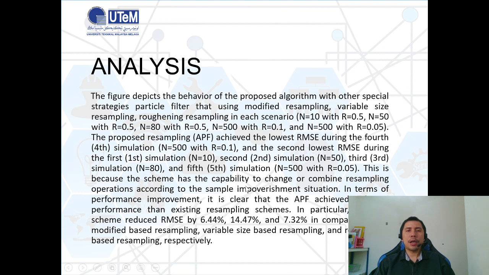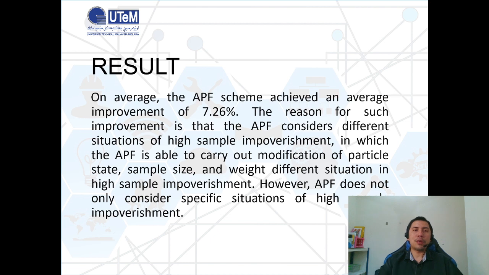This is because the scheme has the capability to change or combine resampling operations according to the sample impoverishment situation. In terms of performance improvement, it is clear that the APF achieves better performance than existing resampling schemes. In particular, the additive particle filter scheme reduces RMSE by 6.44%, 14.47%, and 7.32% in comparison with modified-based resampling, variable size resampling, and roughening-based resampling respectively. As a result, our algorithm achieves an average improvement of 7.26%.